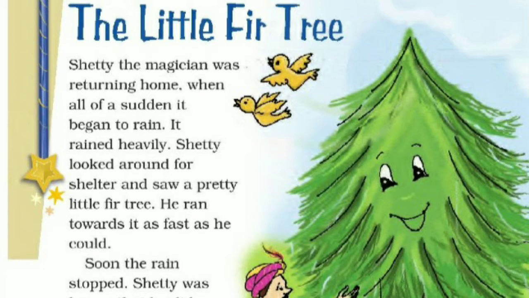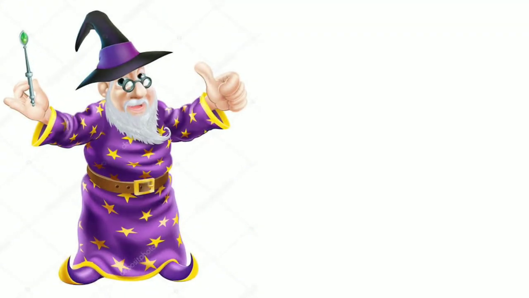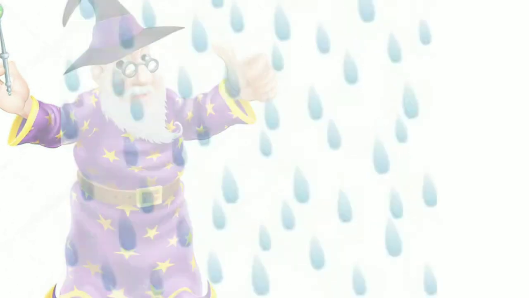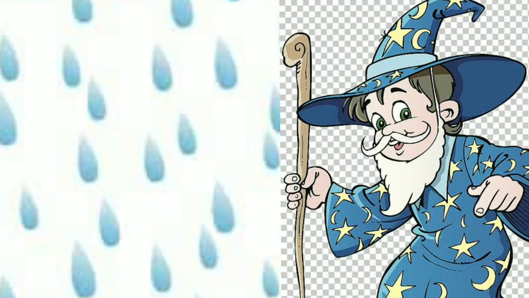So once again I am repeating the lesson. The first paragraph. Shetty, the magician, was returning home when all of a sudden it began to rain. It rained heavily. Shetty looked around for a shelter and saw a pretty little fir tree. He ran towards it as fast as he could. See, in the first paragraph, we see that there was a magician. His name was Shetty. One day, he was returning home and it started to rain heavily.